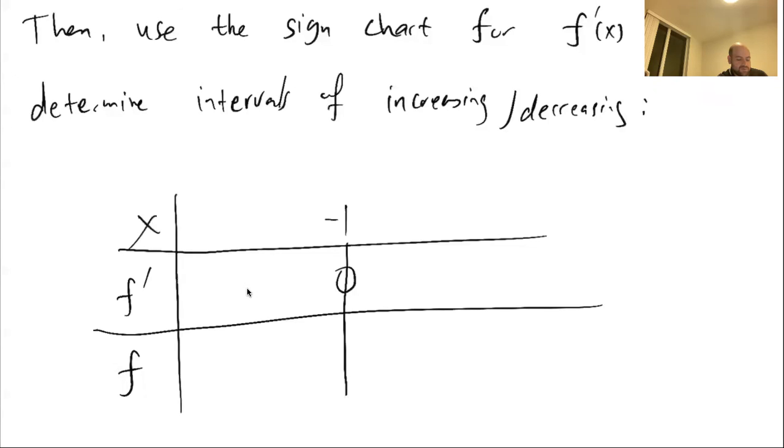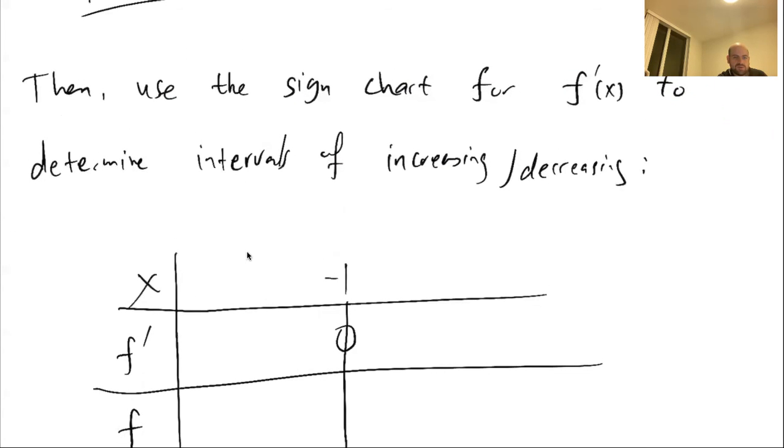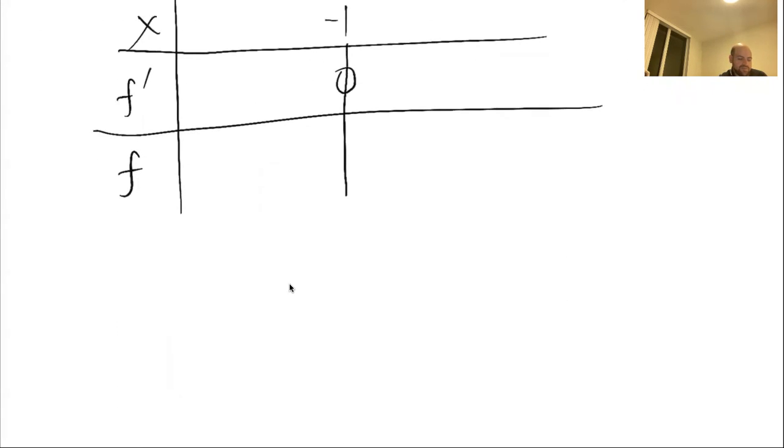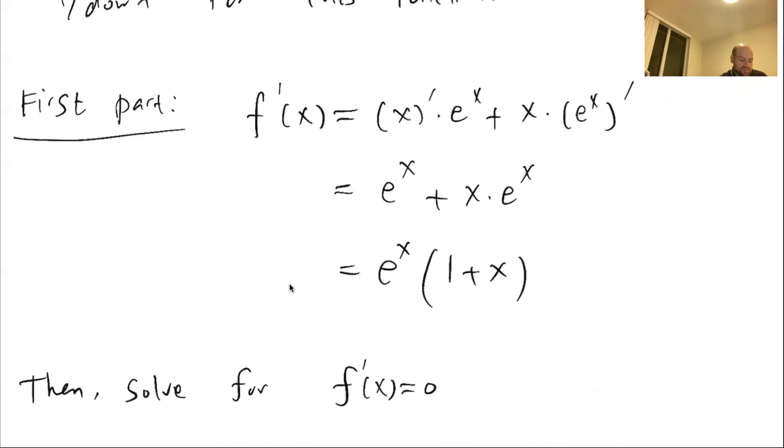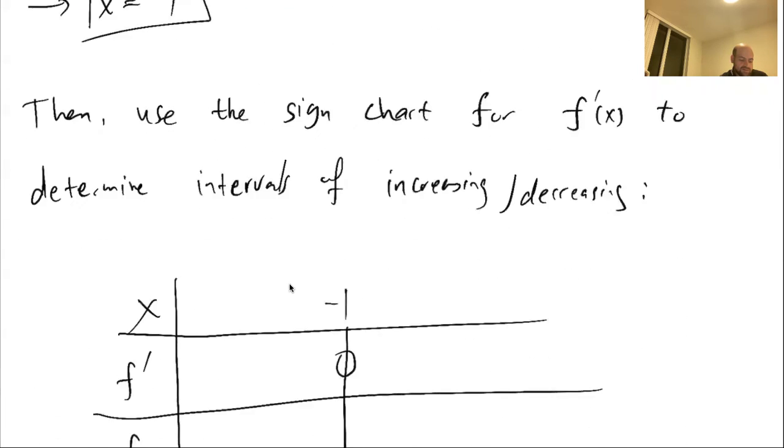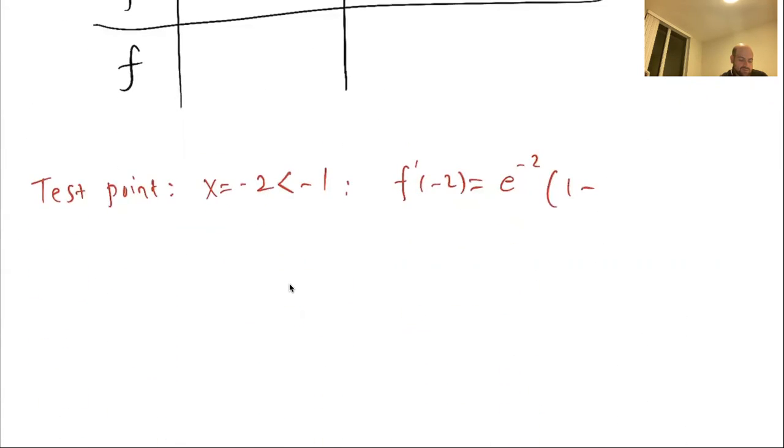And before -1, this region, before -1, I can use a test point. Let's say -2, for example. Test point x equals -2, less than -1. So f prime of -2 will be e to power -2. Look at the formula for f prime of x: e to the x times 1 plus x. So e to the -2 times 1 minus 2, and this is negative, right? Because 1 minus 2 is -1, and e to any power is always positive. Positive times negative is negative.